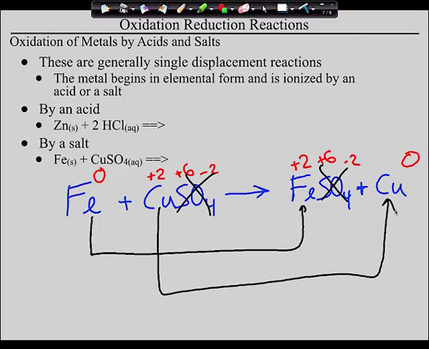So here's the way we would say that. We would say that iron metal was oxidized to iron ion, and copper ion was reduced to copper metal. Questions? You okay?